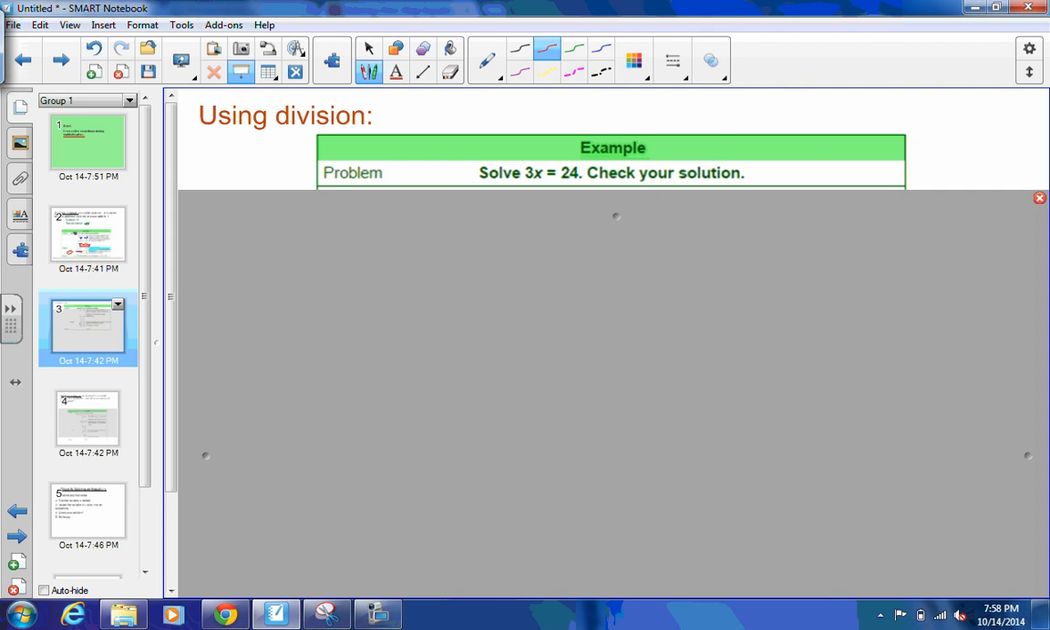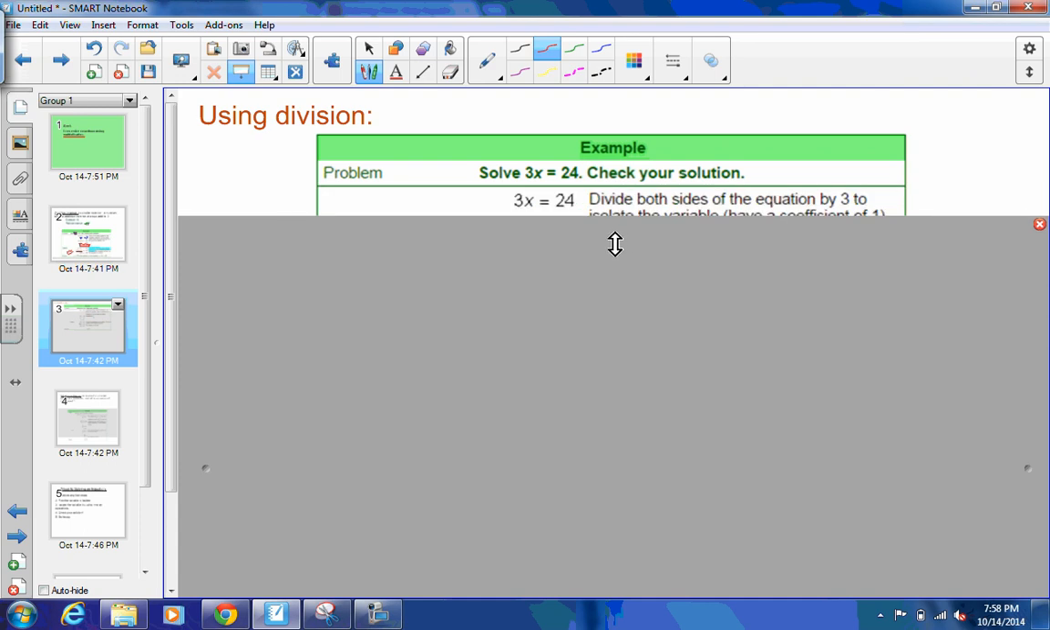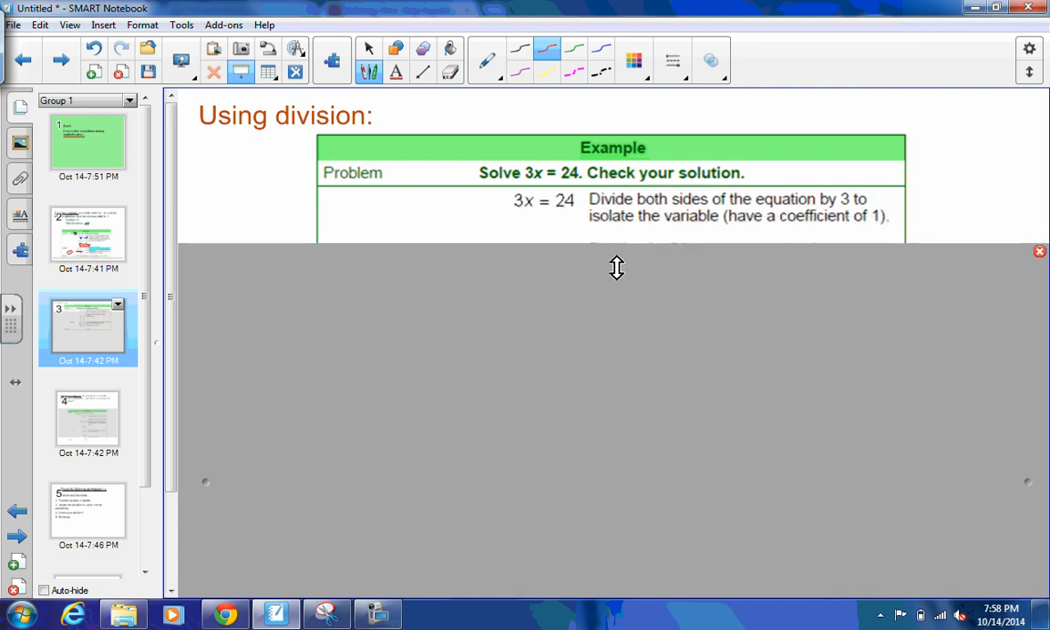So when we want to undo multiplication, we use the inverse operation, which is division. So we're going to use division. All right, so 3x equals 24. First thing you're going to do is divide both sides of the equation by 3. All right, so like we said before, we want to isolate this variable x.